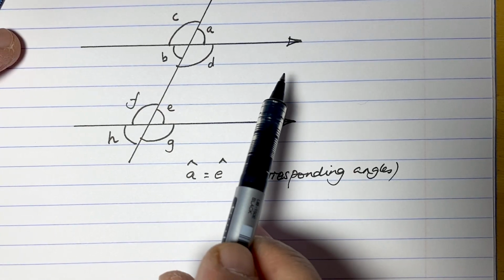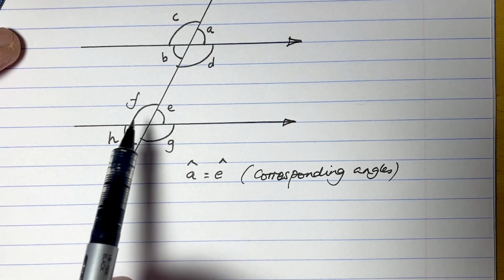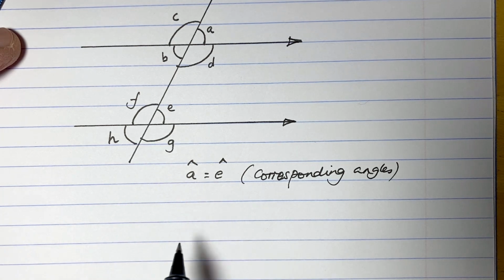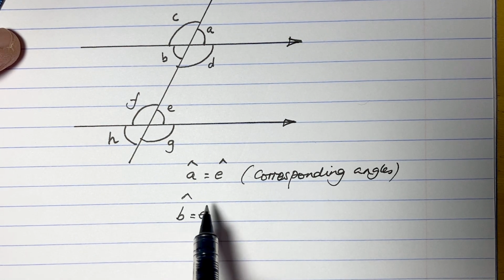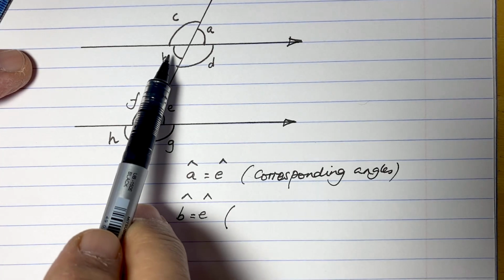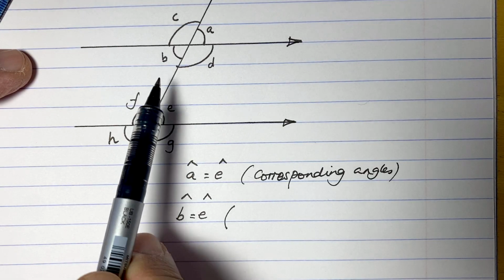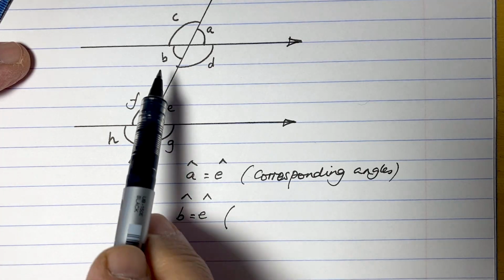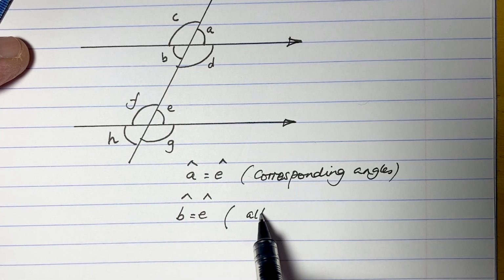Now, angle B is a small angle, angle E is a small angle. They must be the same. We can say angle B equals angle E. We know they are the same, but the reason is B is on one side and E is on the other side. They're called alternate angles because they're alternatively on either side of the line. So called alternate.